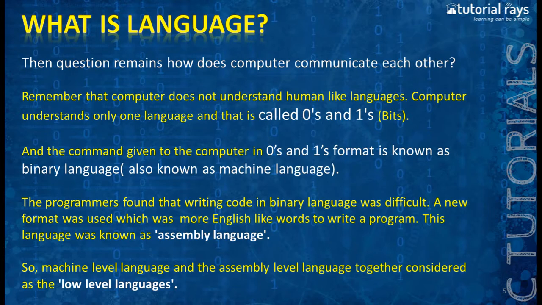The programmers found that writing code in binary language was difficult. So a new format which was more English-like was used to write a program. This language was known as assembly language. So machine level language and assembly language together are considered as low level language.